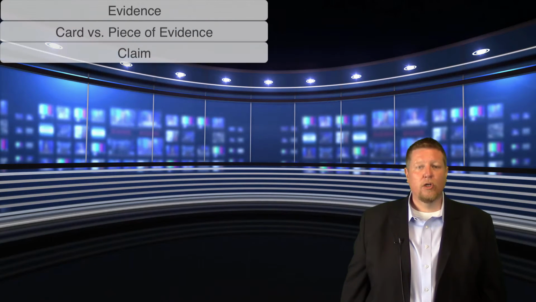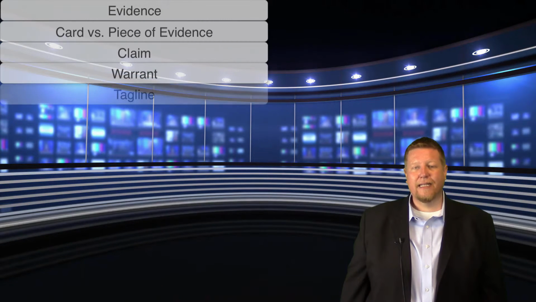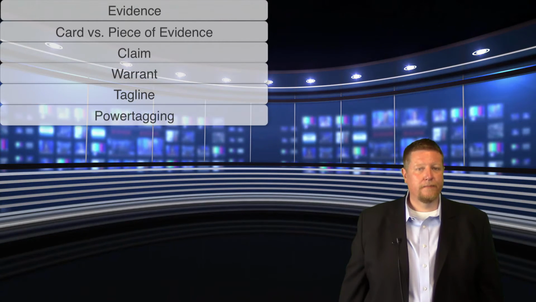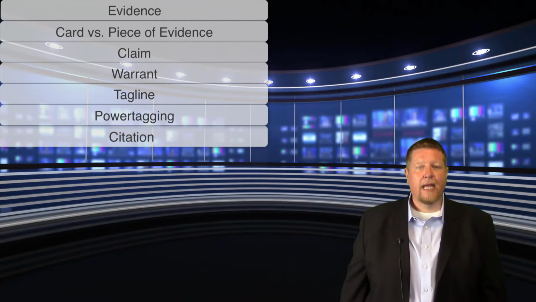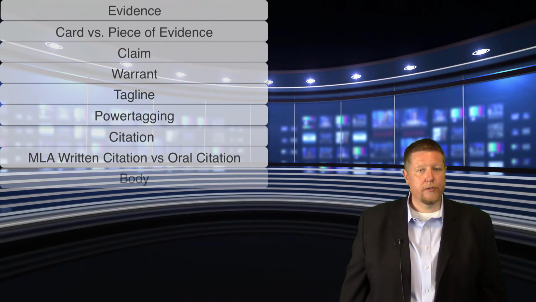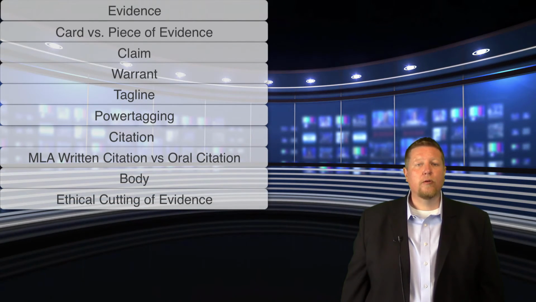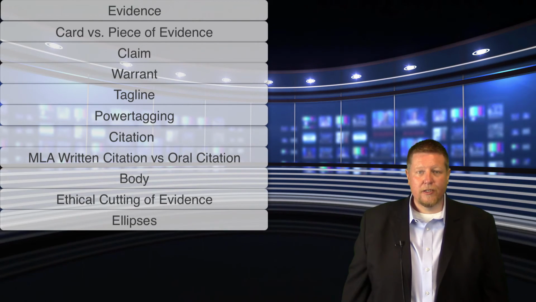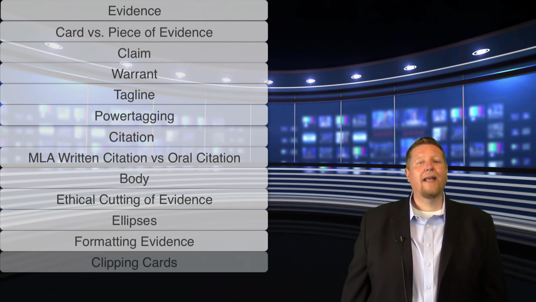So now that you know how to cut and format evidence, it's time for you to find evidence on this year's resolution and begin winning rounds using great evidence. But before you do so, take a moment to review the major terms in today's video. Evidence. Card versus piece of evidence. Claim. Warrant. Tagline. Power tagging. Citation. MLA written citation versus citation read aloud during speeches. Body. Ethical cutting of evidence. Ellipses. Formatting. And clipping cards.